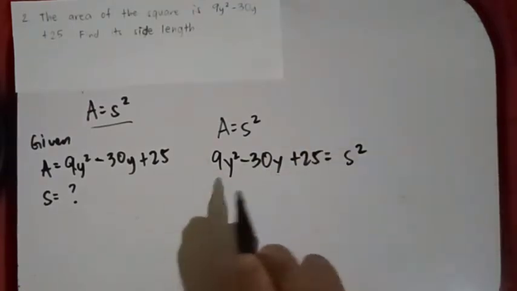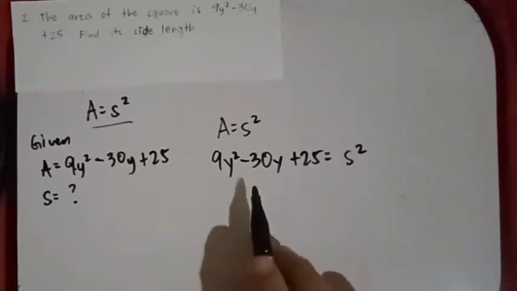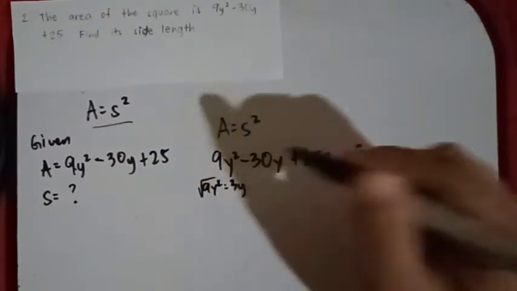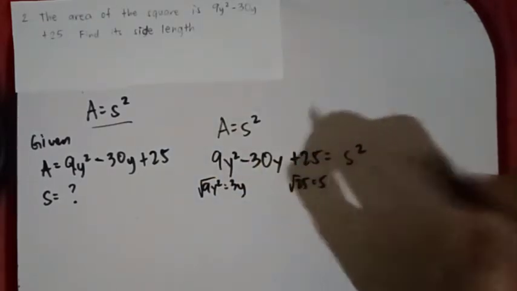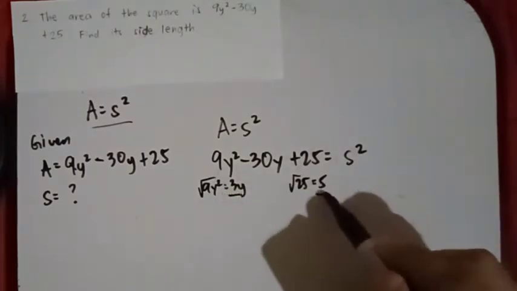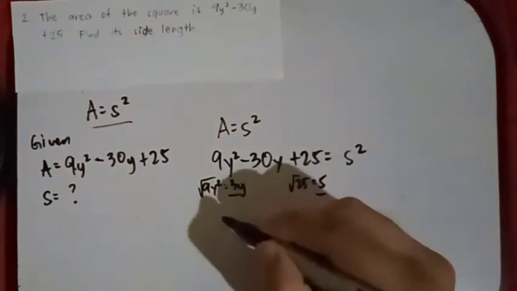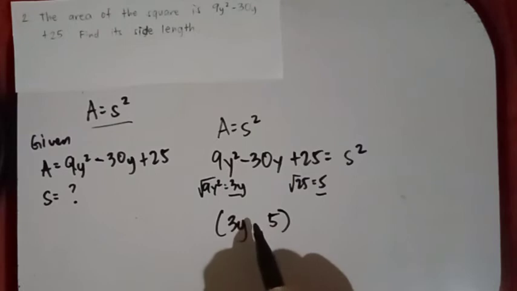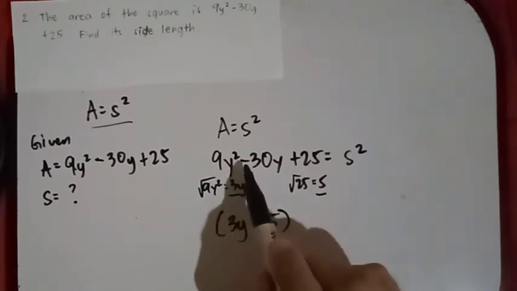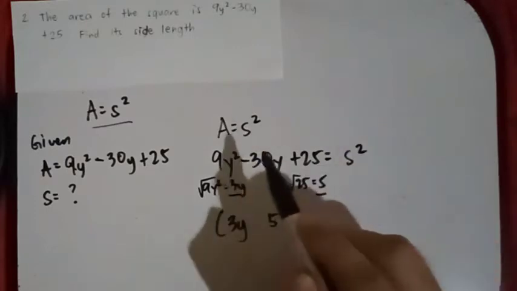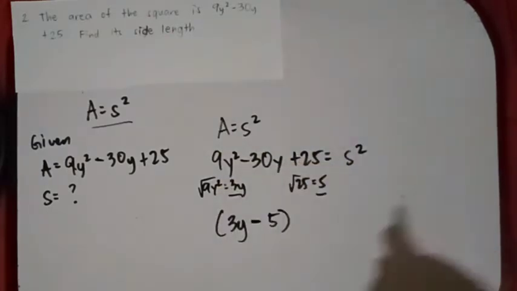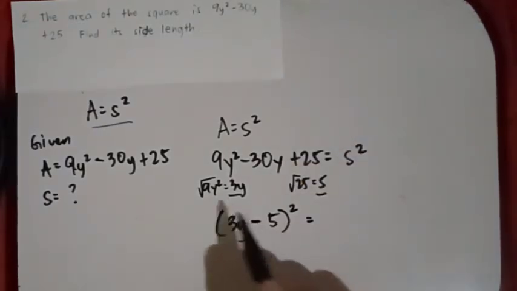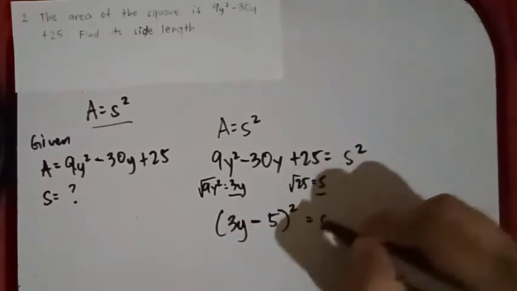And then i-factor out natin itong trinomial na to. The square root of 9y squared, no, is 3y, and square root of 25 is 5. Ayan. So we have 3y at saka 5. Yan yung terms na kailangan natin. So we have 3y and 5. And then yung side sa gitna is yung side ng middle term ng trinomial. So minus siya, so dapat minus din to. And then erase siya sa 2. So that we have 3y minus 5 quantity squared equals s squared.